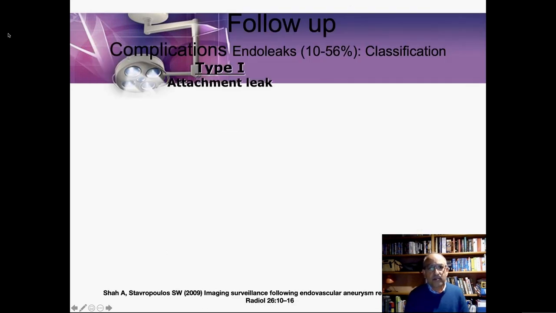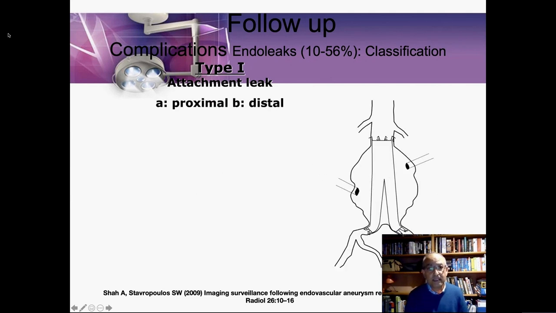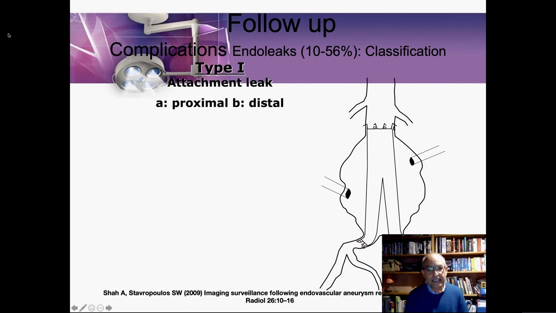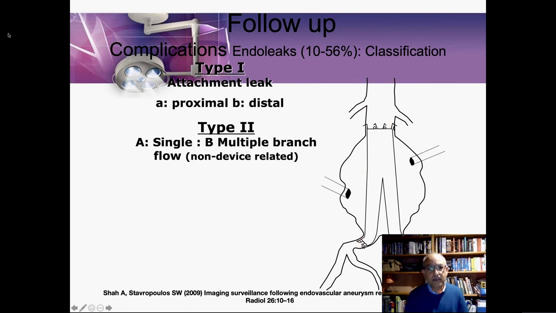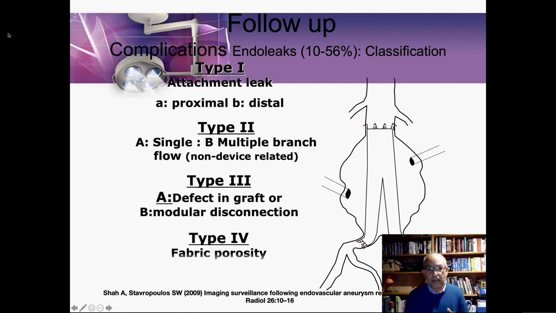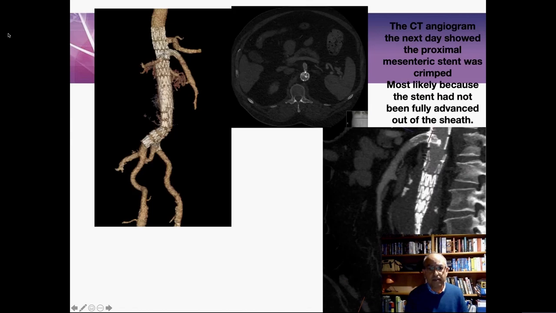And then, of course, we use imaging for follow-up, and there are some unique complications of EVAR, endoleaks in particular. And it's really important to understand what type of endoleak we're dealing with: type 1, 2, 3, 4 or 5. Type 1 needs immediate treatment, as does type 3, whereas type 2 you could potentially hold.